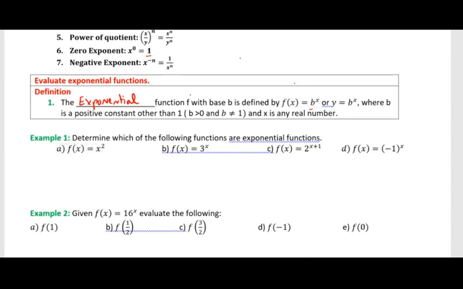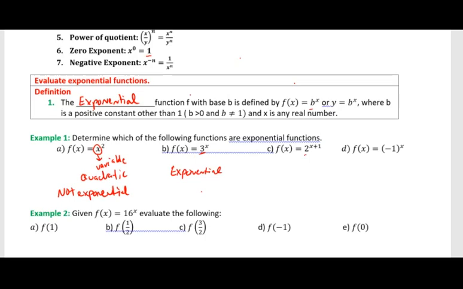So example 1, determine which of the following functions are exponential functions. So here we get f of x is equal to x squared. So notice that our base is actually a variable. And this equation is actually quadratic. So this is not exponential. Here our base is 3. So our base is greater than 0. It's not equal to 1. Our exponent is our variable. So this is going to be exponential.